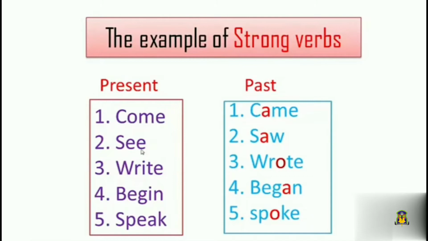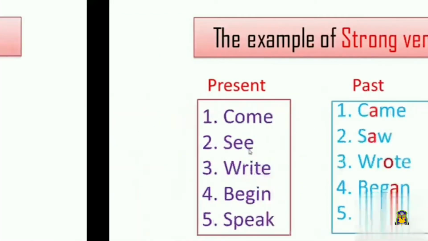So children, we already saw the three forms, that is V1, V2, V3, that is present, past and participle form. You would have noticed some changes in that. See some examples: come, came. In all these cases, in the word come, O had changed to A. See became saw. Write became wrote, begin became began, speak became spoke. In all these cases, the vowel inside the word is changing to another vowel in the past tense. So these verbs we can call strong verbs.